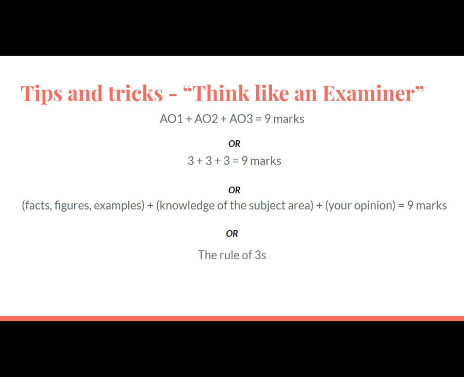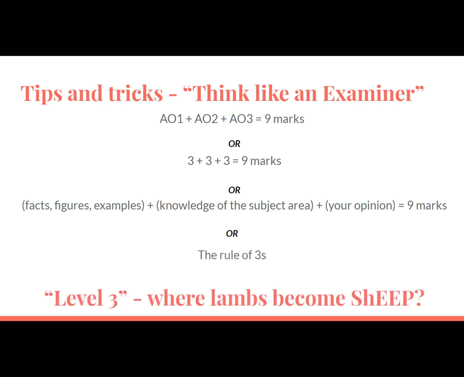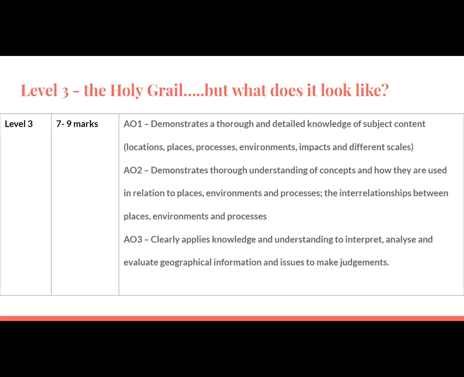Or the rule of 3s. We're hunting for level 3, or more importantly, we want to go to where lambs become sheep. So the holy grail of level 3. Here's a mark scheme. Isn't it boring? AO1, AO2, AO3. Let's rewrite it.